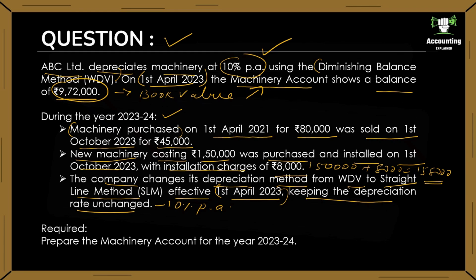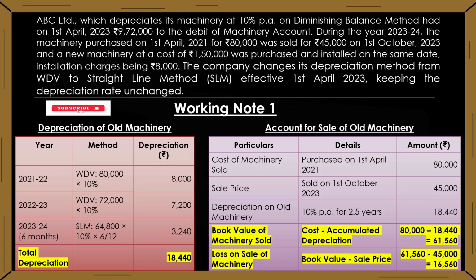Now you are required to prepare the machinery account for the year 23-24. Before opening the machinery account, let us do all the working notes needed for this question. Okay, first is our working note number 1. For this working note, we are going to do that machinery which we have sold on 1st October 2023. For that, we need the depreciation charge from 1st April 2021 to 1st October 2023 or 30th September 2023. That comes to 2.5 years.